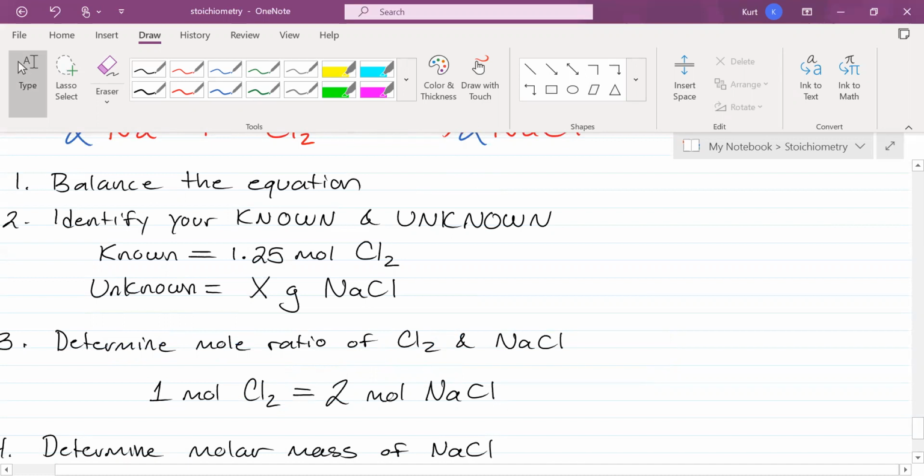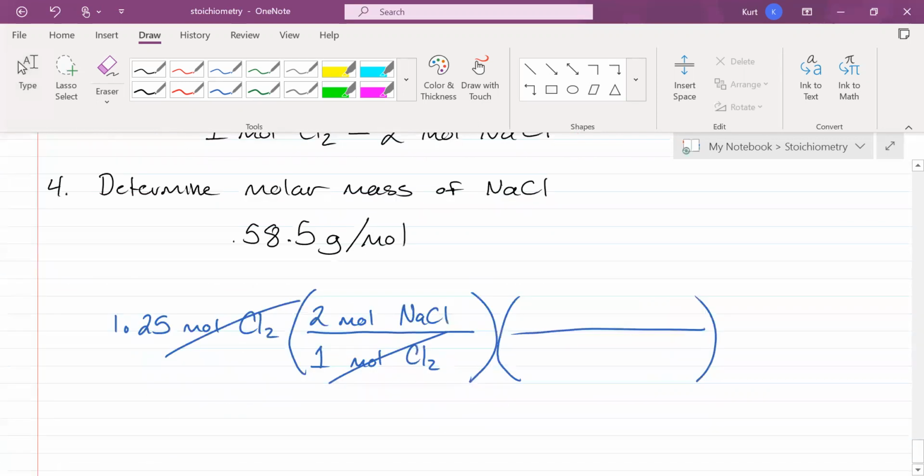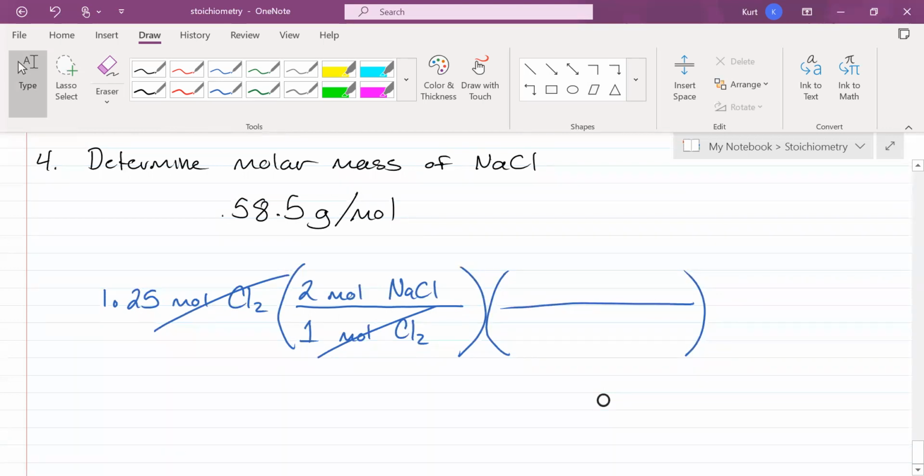For 1 Derrick, there's 10 fingers. If I had 2 Derricks, I have 20 fingers. But I need to know what is the ratio of 1 Derrick to the number of fingers, okay? Not a million. So here, 1 mole of sodium chloride is equal to 58.5 grams of sodium chloride.